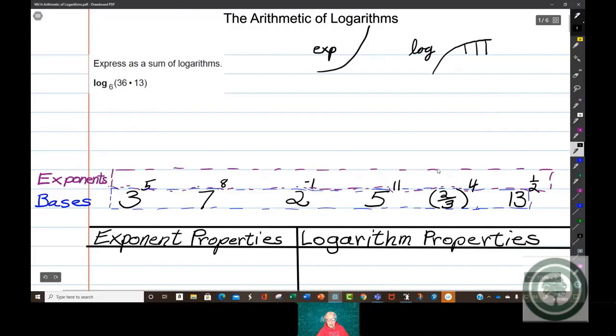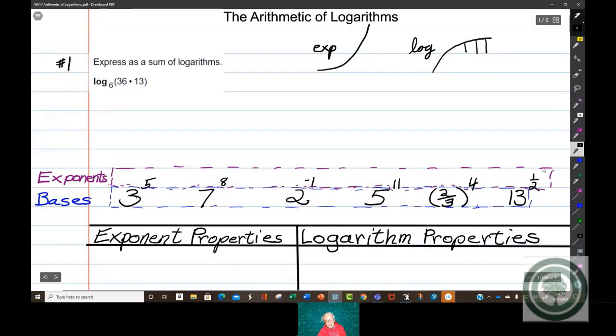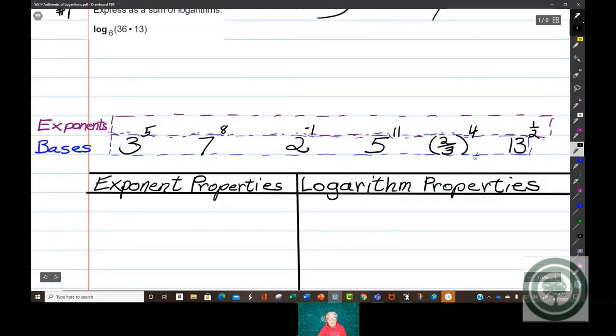Okay, so here we're going to do this problem. This is the first problem in your homework. This is number one, but explanations first. I've written a whole bunch of numbers here. This is 3 to the 5th, 7 to the 8th, 2 to the -1 power, 5 to the 11th power, 2/3 to the 4th power, 13 to the 1/2 power. These numbers are actually made up of two levels. There's the base level. The bases are the big numbers that hold up the exponents. This is the exponent level. These are the numbers we're used to dealing with in daily life, down on the base level.